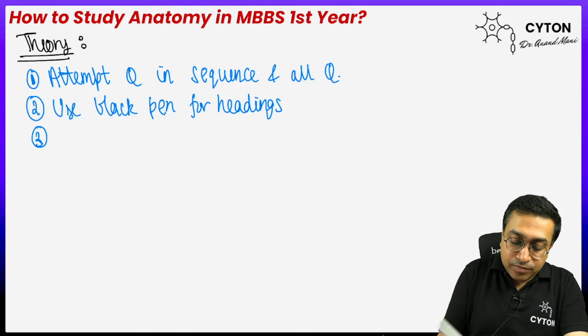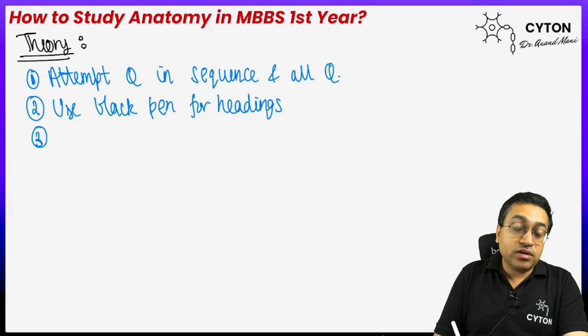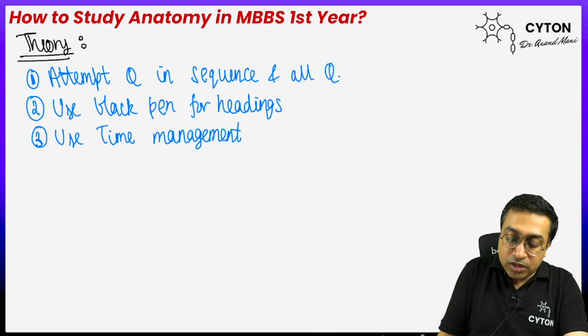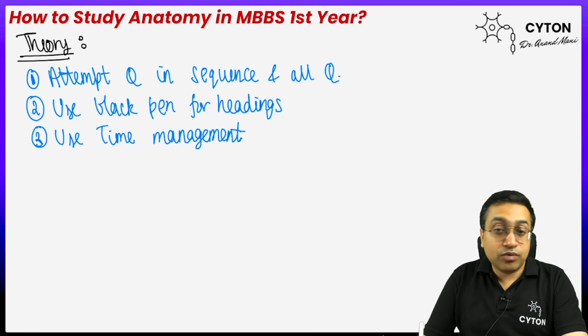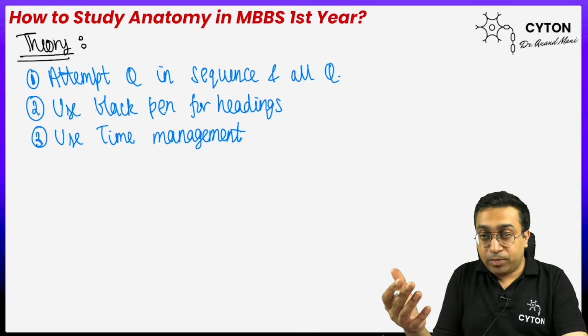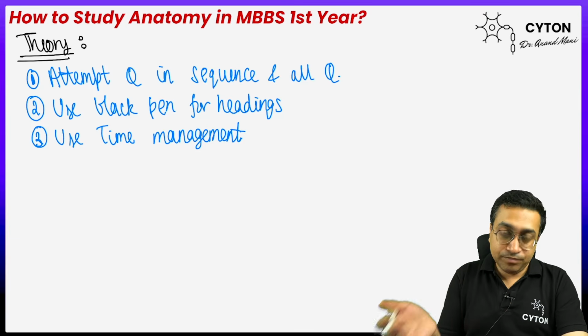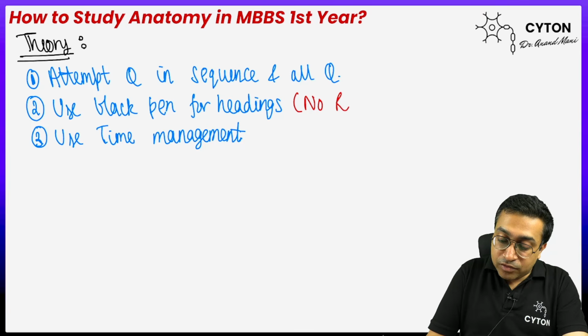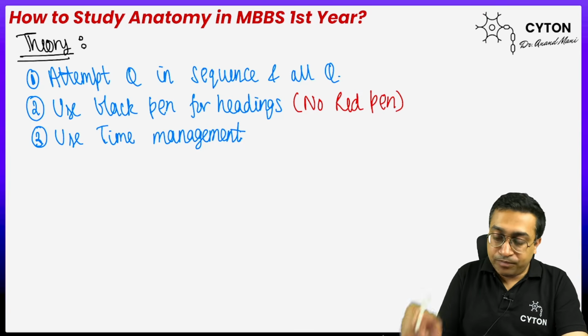Number 3, use time management very carefully. Have a watch in front of you. If you don't follow this, you will be in trouble, because many people study properly, they know everything, but they are not able to write in the given time. That is a big problem. You have to practice this, and also use black pen for headings and no red pens. Red pen is used for marking, so no red pen anywhere.